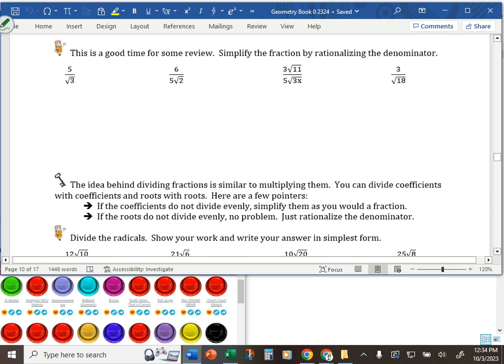This is a good time to review how to rationalize, because you cannot have a square root in the final answer of a denominator.